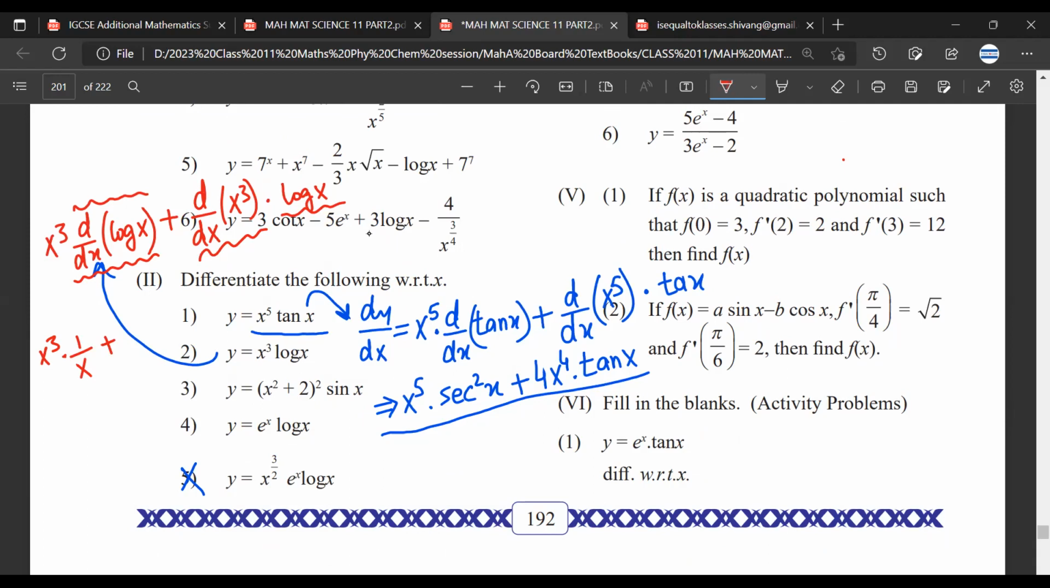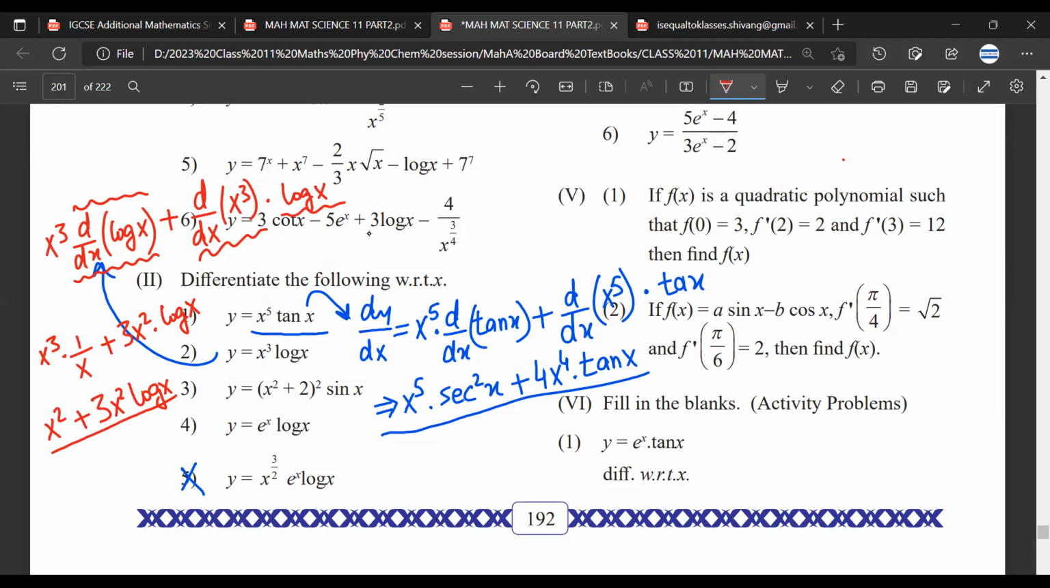Mr. Rudra? 3x square. Shabash, shabash. 3x square into log x. Avantika, is it making sense? Yes. So this would be x square plus 3x square log x. Avantika, any doubt? No.